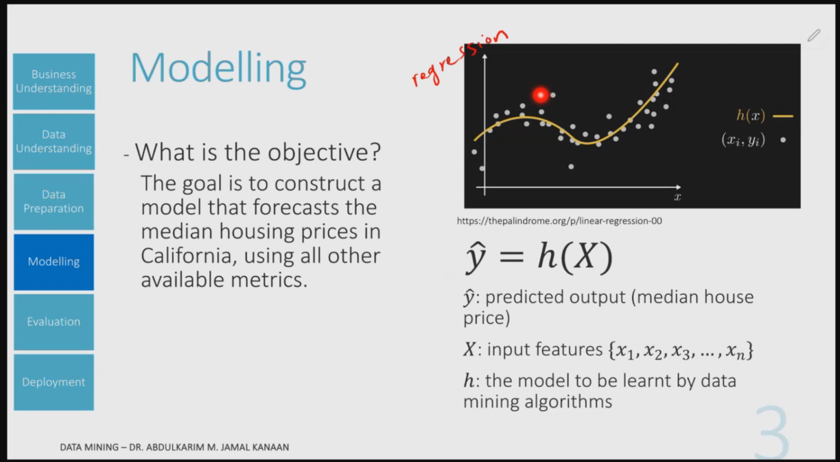The objective, the goal, is to construct a model that forecasts the median house price in California using all other available metrics or features. Here, actually, it shouldn't be metrics, meaning features. So after all, with regression we're trying to find the patterns inside the data. The solution is modeling, where we find the pattern and represent it by an equation. The equation will be our model, our solution. So y hat means the predicted value.